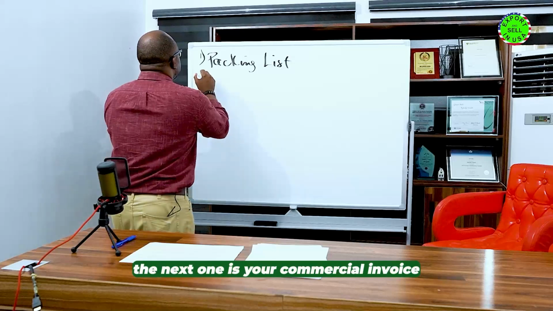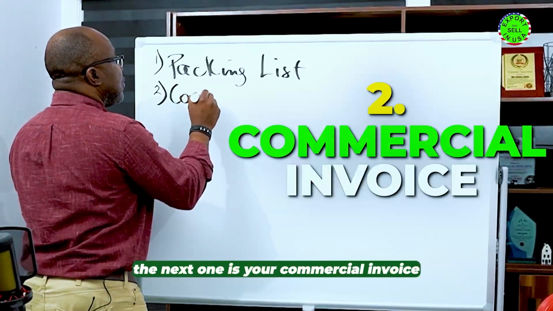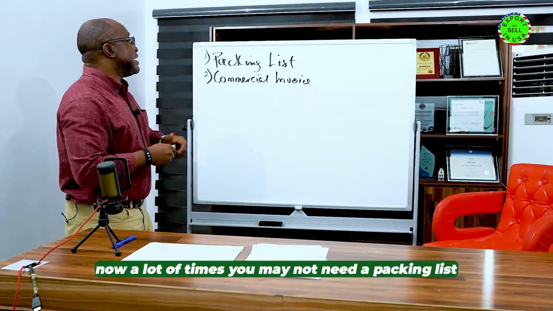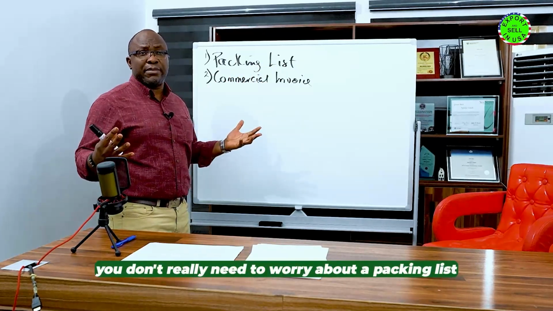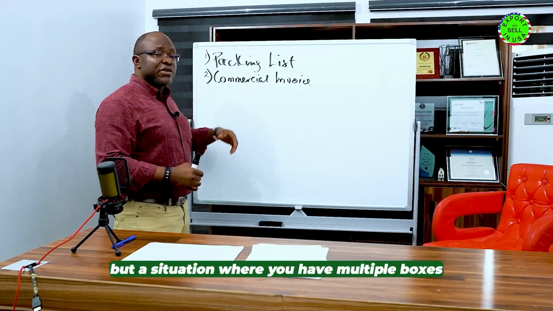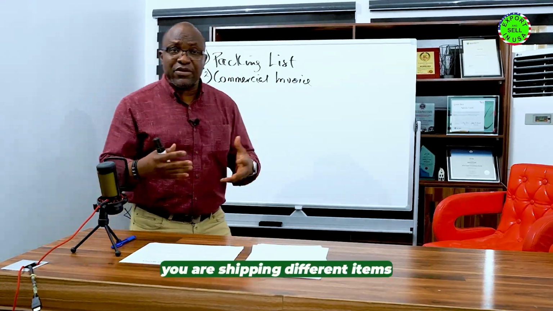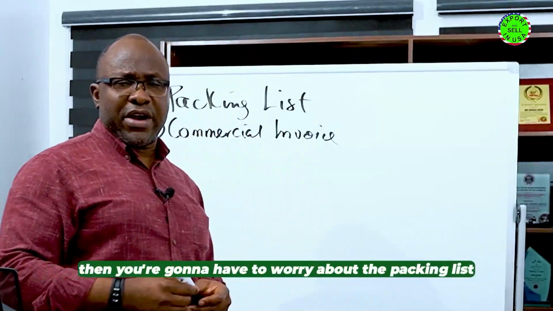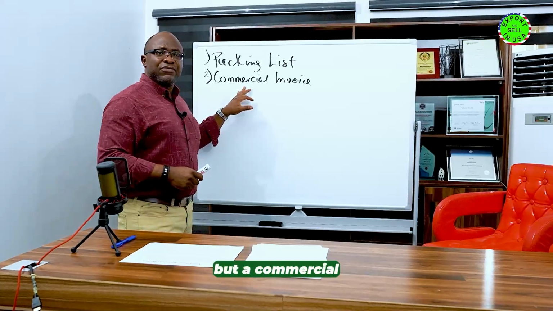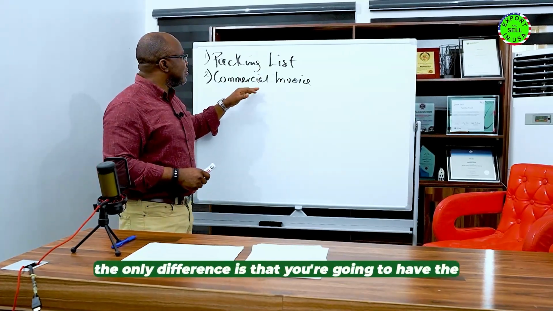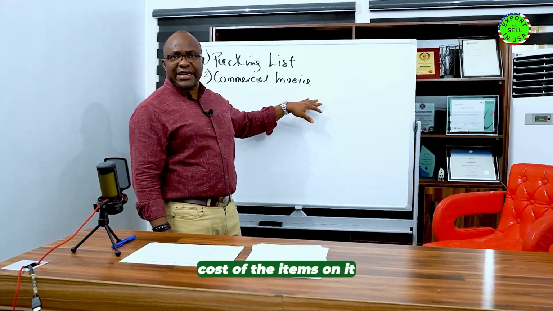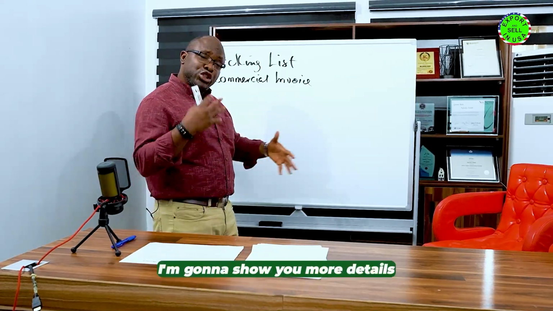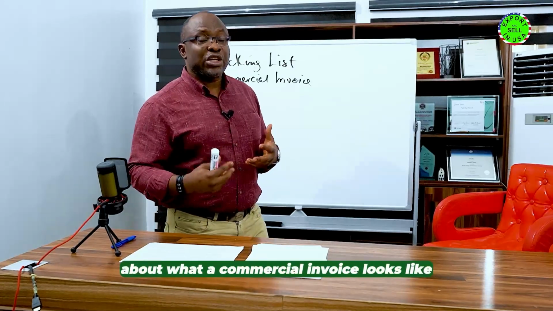The next one is your commercial invoice. Now, a lot of times you may not need a packing list. If you are just shipping one item in one box, you don't really need to worry about a packing list. But in a situation where you have multiple boxes and you are shipping different items, then you're going to have to worry about a packing list. A commercial invoice is almost the same as a packing list. The only difference is that you're going to have the cost of the items on it. Again, I'm going to show you more details about what a commercial invoice looks like.